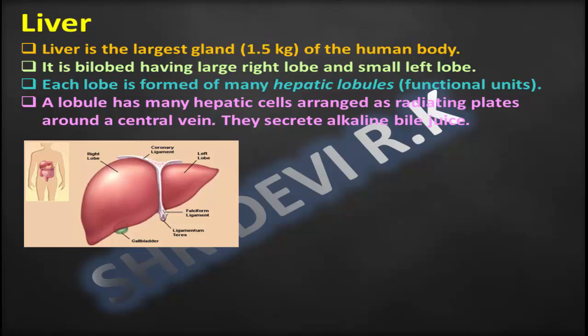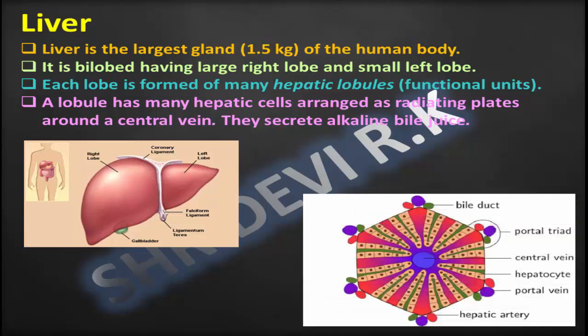A lobule has many hepatic cells arranged in the form of radiating plates. Here is the arrangement of hepatic cells. With respect to the liver, hepatica is the term used. Renal refers to kidney, cardiac refers to heart. Like that, hepatica is used in reference to the liver. So the lobes of the liver are made up of hepatic lobules, and every single lobule contains many hepatic cells arranged as radiating plates.